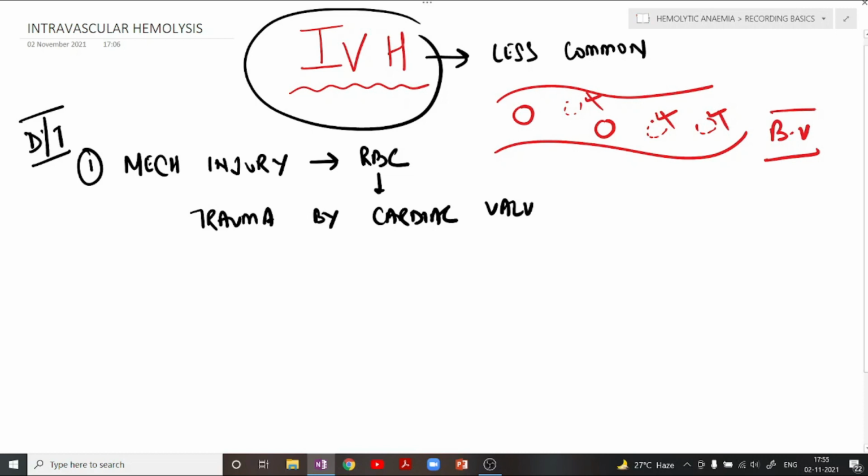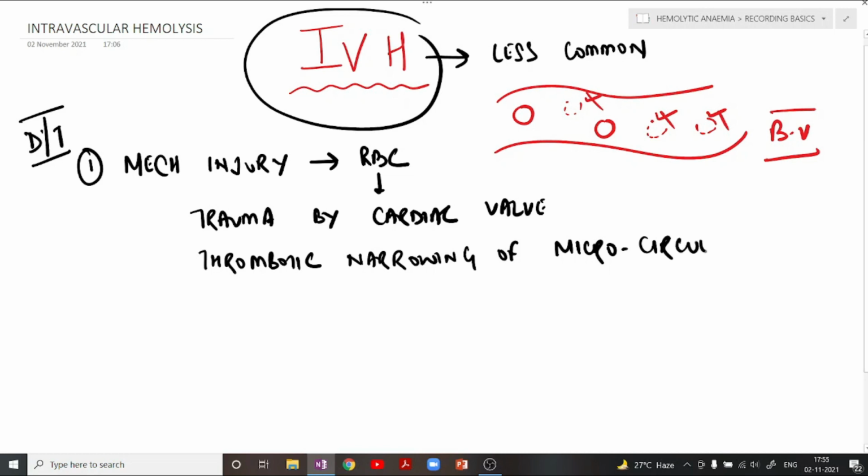It can cause destruction of RBCs, or there is a thrombotic narrowing of the vessels, as in case of atherosclerosis, or as in case of sickle cell anemia, where you have a thrombotic narrowing of the microcirculation. This will lead to destruction of the RBCs within the blood vessels. Or in case of marathon running or bongo drumming.